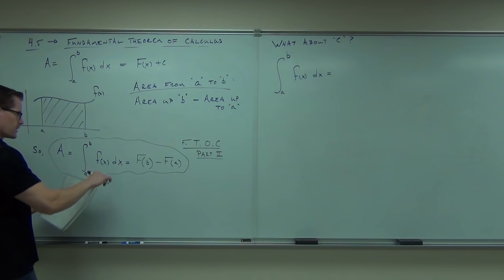Put some brackets and parentheses on this thing, because you got stuff going all over the place, especially when you have those multiple terms being added or subtracted. This one's pretty easy. This one, you just plug in the 2 and you plug in the 0, and that's very straightforward. You get 2 to the 4th over 4 minus 0 over 4.